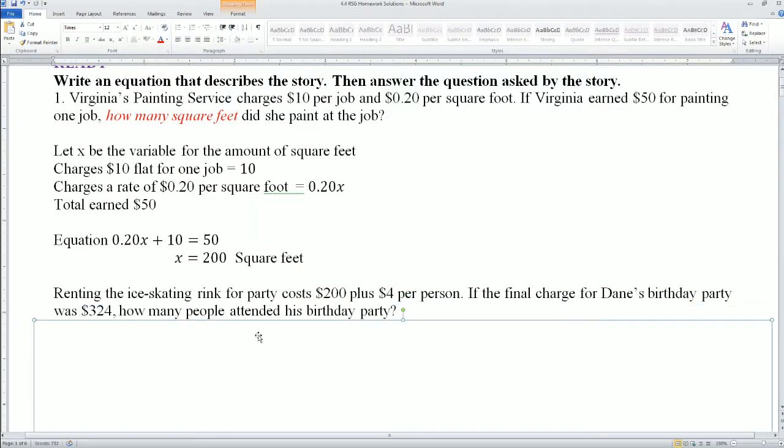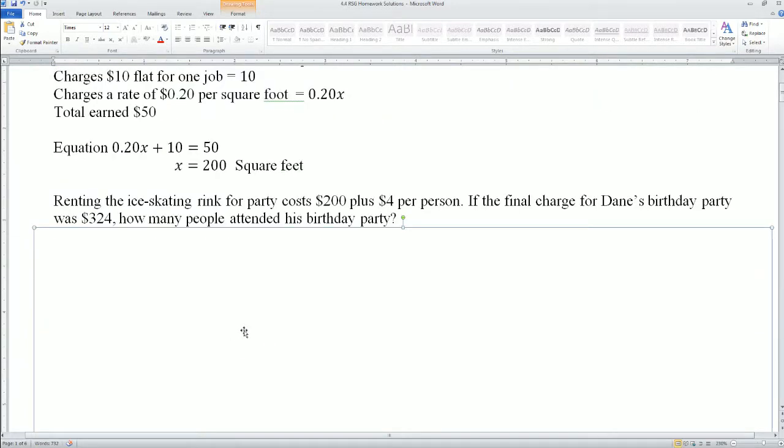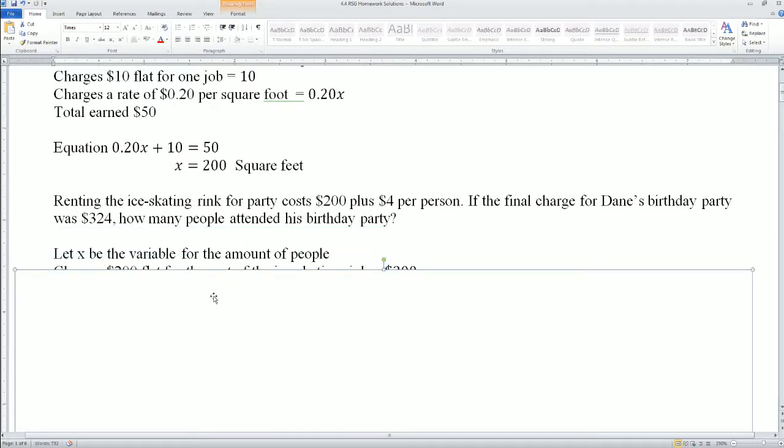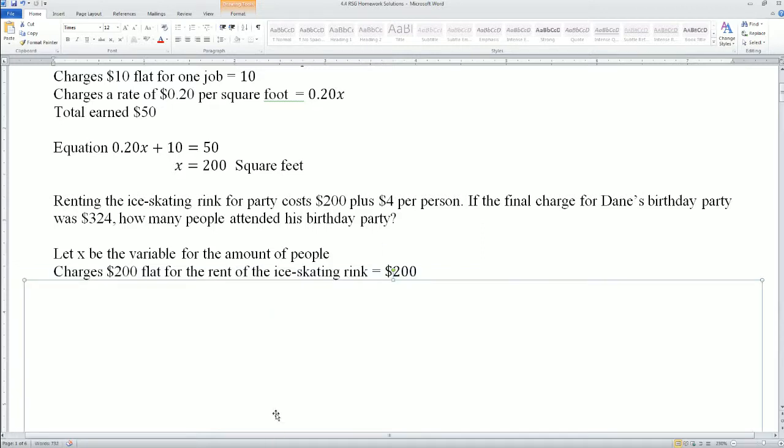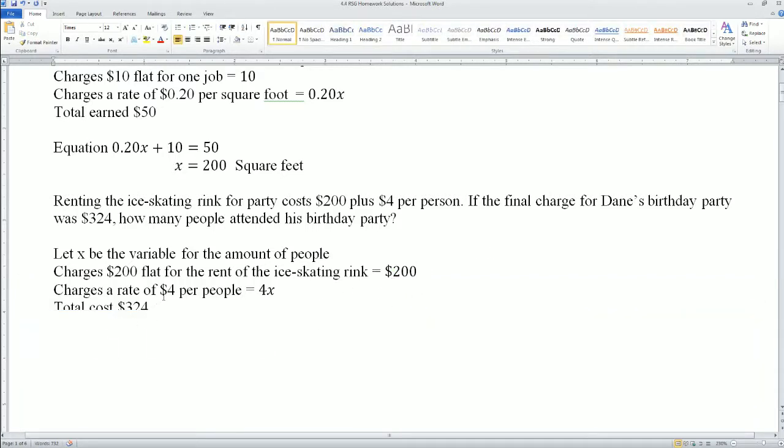Next, renting the ice skating rink for a party costs $200 plus $4 per person. If the final charge for Danny's birthday was $324, how many people attended his birthday party? So let x be the variable for the amount of people. You're going to charge $200 flat for renting the ice skating rink. Then you're going to charge $4 per person, but we don't know how many people are there. So it's 4 times x, because x is the variable for the amount of people. So your total cost is $324.